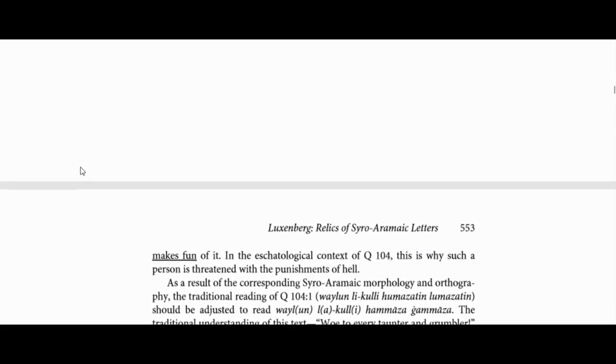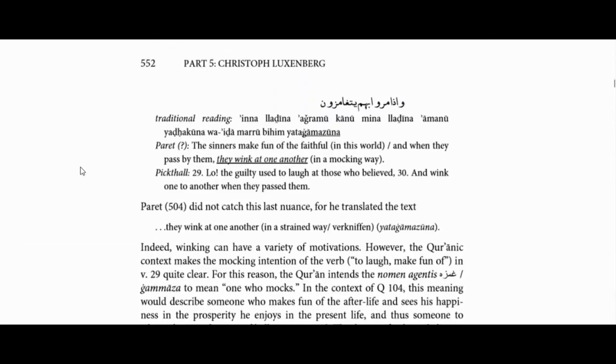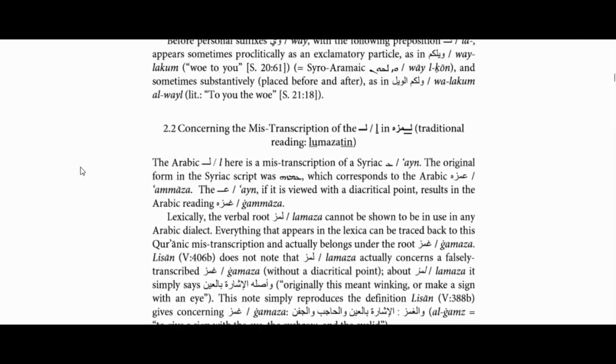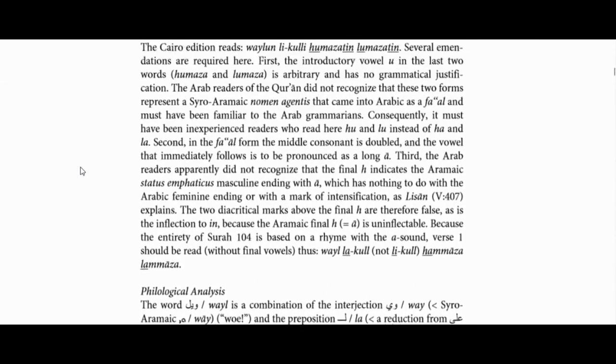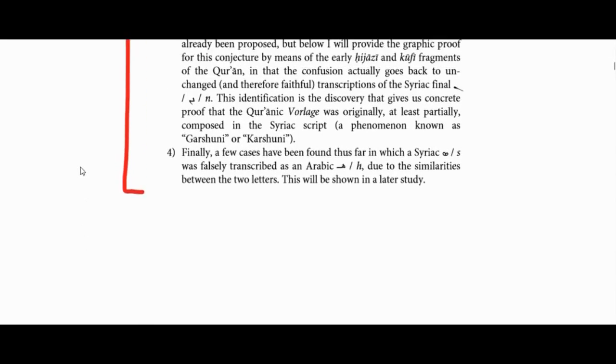That is sufficient, I think, for now, to give us a sense in which Christoph Luxenberg is onto something here. There was ample room for lots of mistakes to be made, and as we can see from a lot of the early manuscripts, there was an awful lot of work done on the manuscripts to clean up the mess that was created as a result of all of these mistakes.